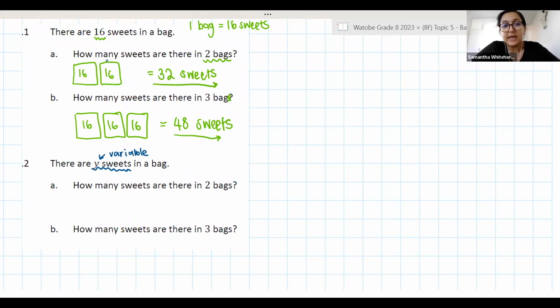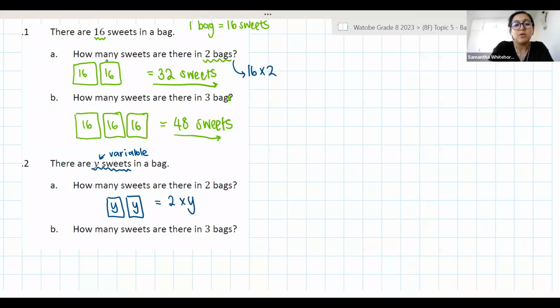So my question is, again, how many sweets are there in 2 bags? What would my expression look like, or what would I need to do to figure out how many sweets I have in 2 bags? Well, we know that in question A, if we go back up to 1, we said the 16 sweets times 2. So it makes sense now, if I've got y sweets in 1 bag, I'm going to have another y sweets in 2 bags. And so essentially what we're doing here is we're saying 2 times y, or y times 2, whichever you want. And we know that that gives us an expression of 2y. Some of you are putting it in the chat there, which is awesome.